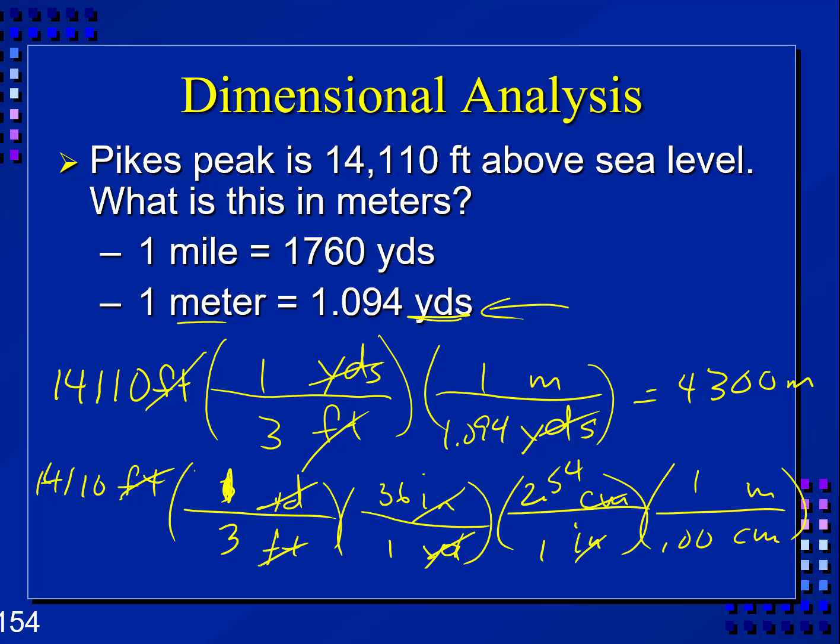Now, we talked about that. That's what it looks like when you do it the long, complicated way. But when you push buttons, 14,110 divided by 3 times 36 times 2.54 divided by 100 equals 4,301, which is 4,300 meters.